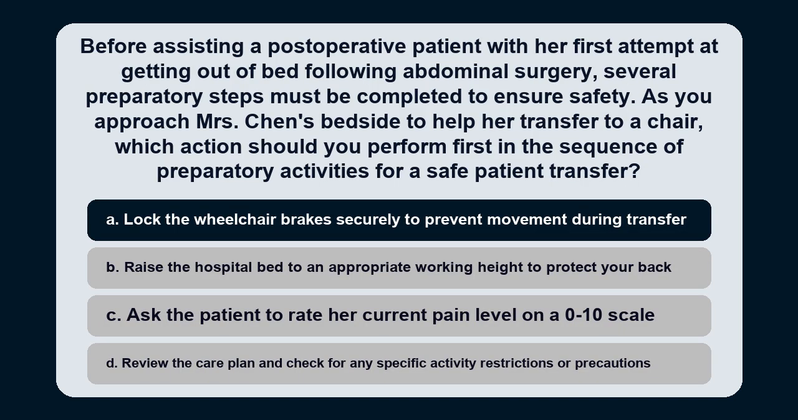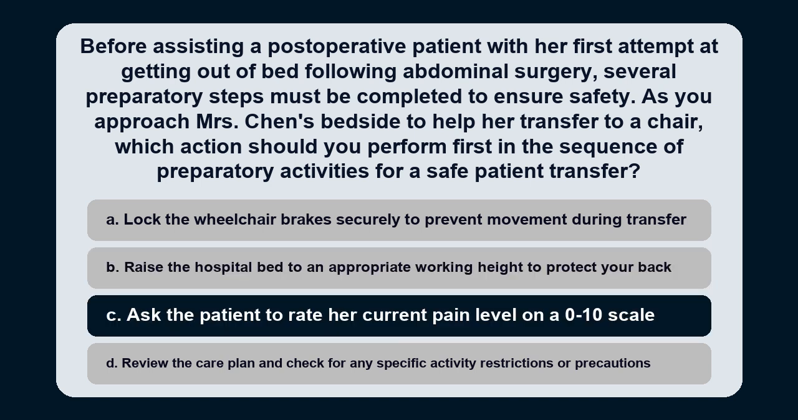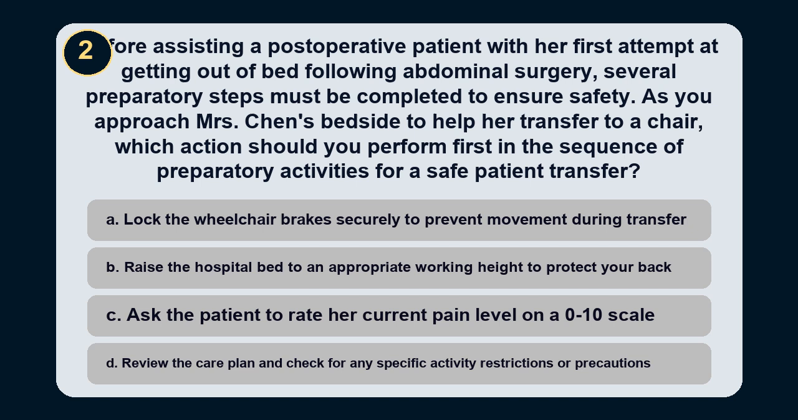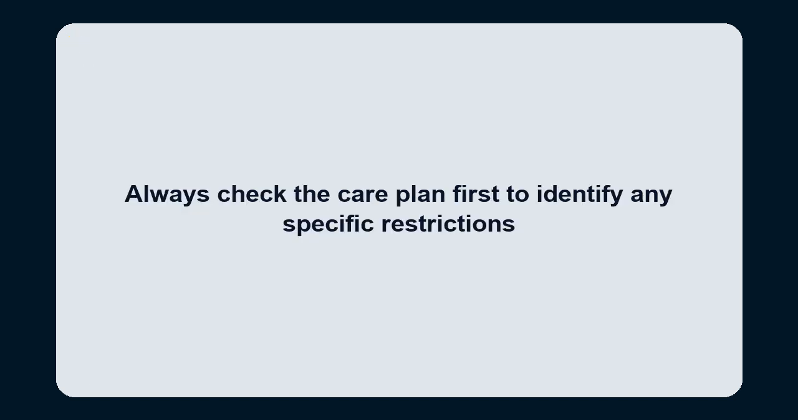Option A. Lock the wheelchair brakes securely to prevent movement during transfer. Option B. Raise the hospital bed to an appropriate working height to protect your back. Option C. Ask the patient to rate her current pain level on a 0 to 10 scale. Option D. Review the care plan and check for any specific activity restrictions or precautions. The answer is D. Always check the care plan first to identify any specific restrictions.